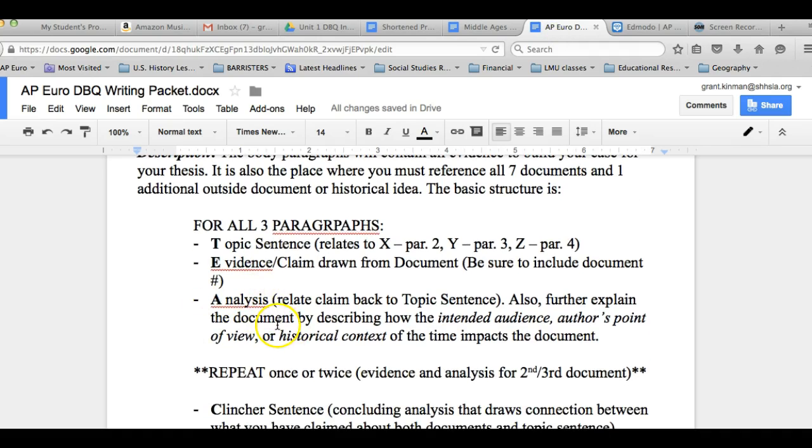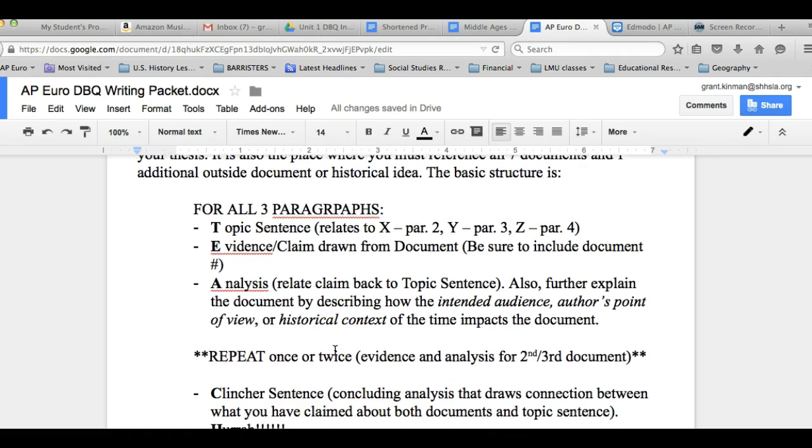And then you need to analyze, so relate your claim back to the topic sentence by doing one of the following. Describing how the intended audience would impact the author's point, look at their point of view and describe their point of view, or explain the historical context of the time and how that impacts the document. You need to make sure you do one of these. Doing 2 is even better, but doing 1 is sufficient.